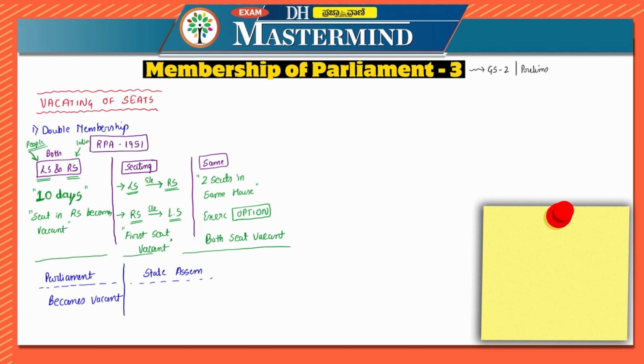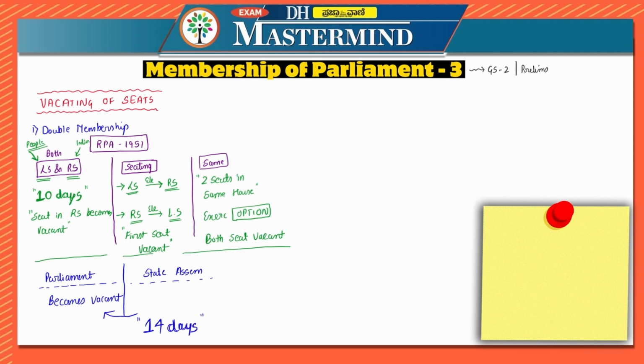Or if they have to continue in one particular point, let's say if they have to continue in parliament, then they have 14 days to opt, that they have to resign from one seat within 14 days. So what are the points which we saw?